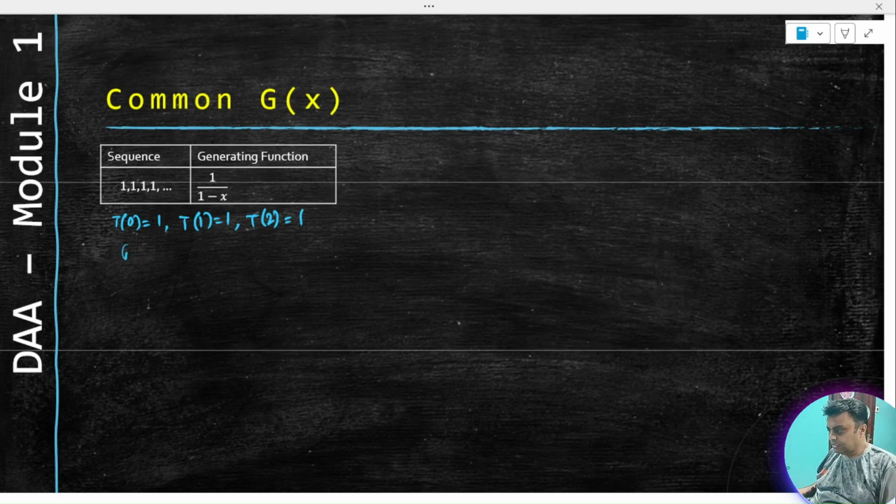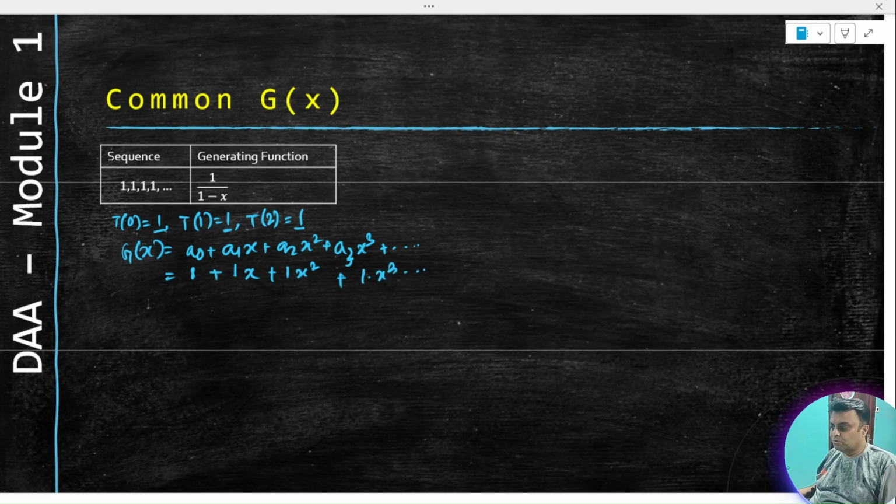Therefore, can I write my G(x) as, what is G(x)? A0, A1x, A2x square, A3x cube. You know this by now, we have discussed this. Now, if I put A0 as T0, then this becomes 1. A1 as T1, then this becomes 1. So everywhere the value is 1, so I'm putting 1 for every coefficient. So 1 plus x plus x square plus x cube plus dot dot dot.